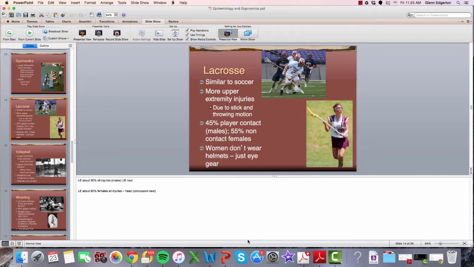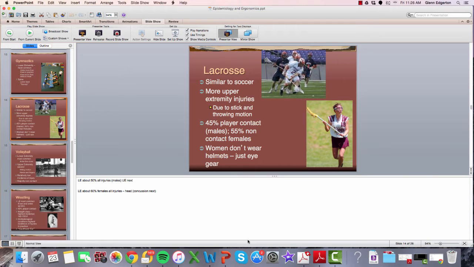Getting hit with the stick, a lot of throwing injuries because it's like throwing a ball, so you're going to get those shoulder injuries. 45% of the injuries are player contact in male, and 55% of the injuries in females are non-contact, which makes sense because in women's lacrosse there is no contact.